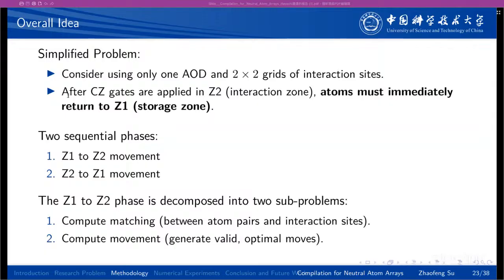So there will be two sequential phases. First, we move the atoms from Z1 to Z2, and then move them back, which is a reverse operation. So now we only need to consider the problem of planning from Z1 to Z2. This can be decomposed into two sub-problems. First, we need to compute the matching, and then compute the movement path.